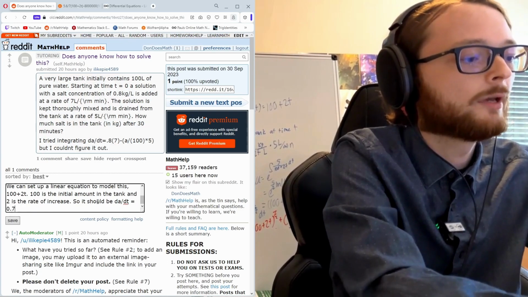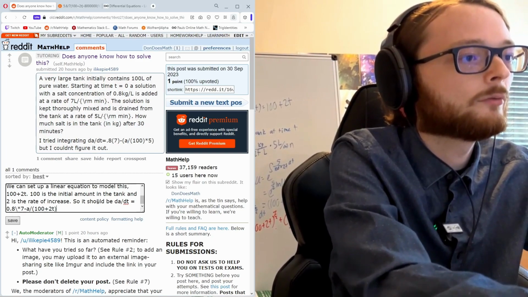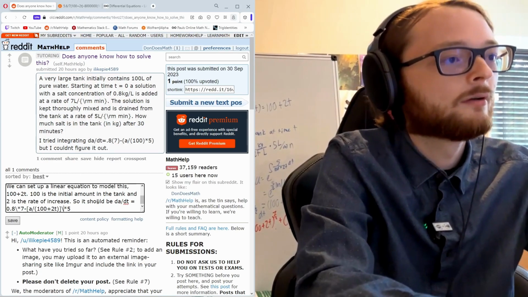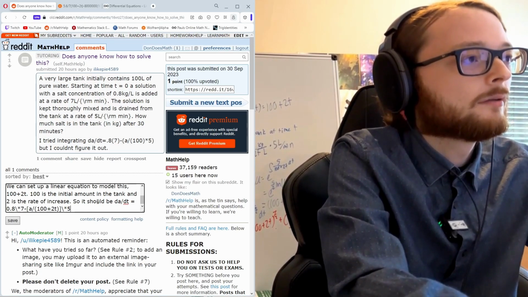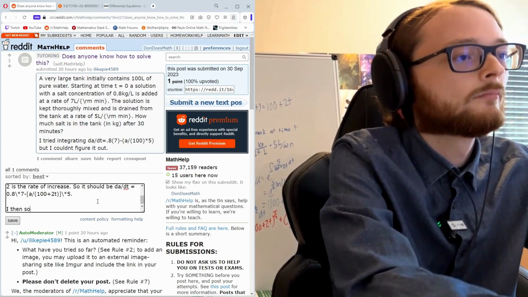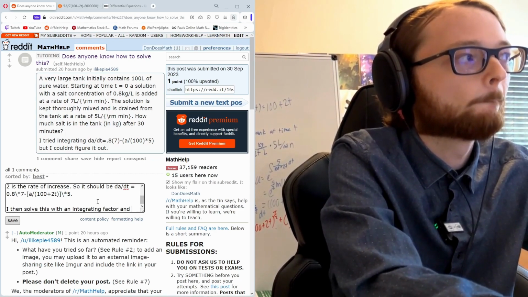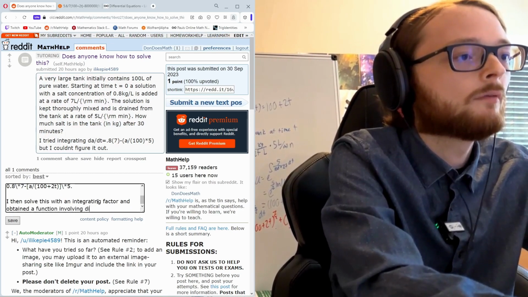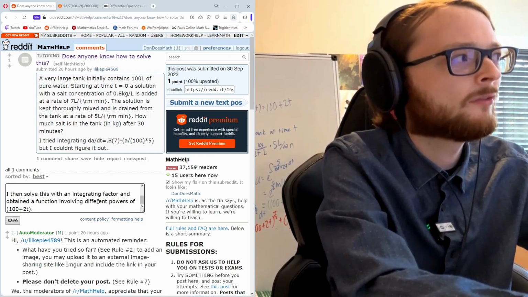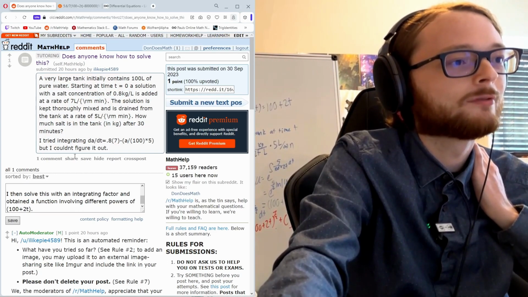da by dt equals 0.8 times 7 minus a over 100 plus 2t times 5. Let me put that in brackets to make it clear where the 5 goes there. I then solve this with an integrating factor and find a function involving different powers of 100 plus 2t. Okay. I want to give them a hint for what solution they should get without saying the actual solution. Ah, that's a pun, because salt solution.